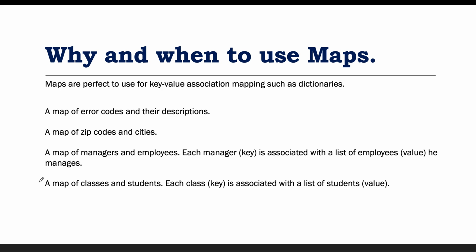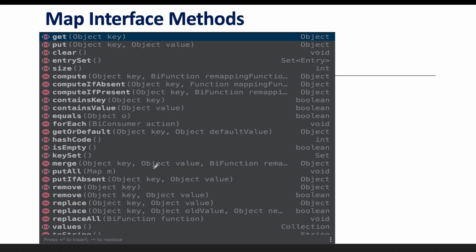So these are a couple of examples. There could be other examples also, but these are a couple of examples where we can consider using the map over the List interface or Set interface, or any other collection interface. Okay. Now let's see what methods are available inside the Map interface.